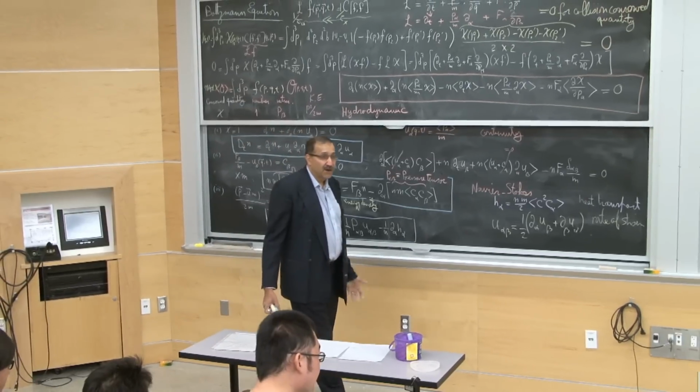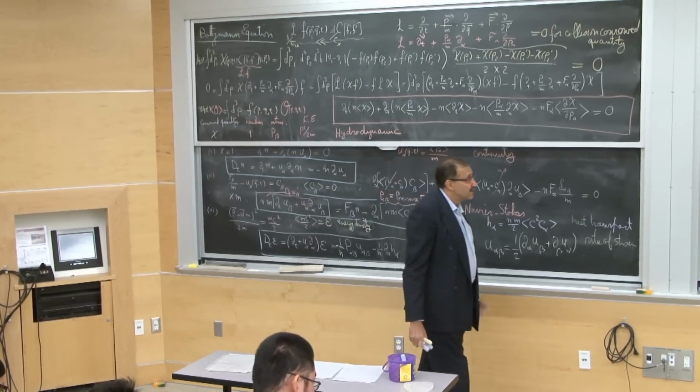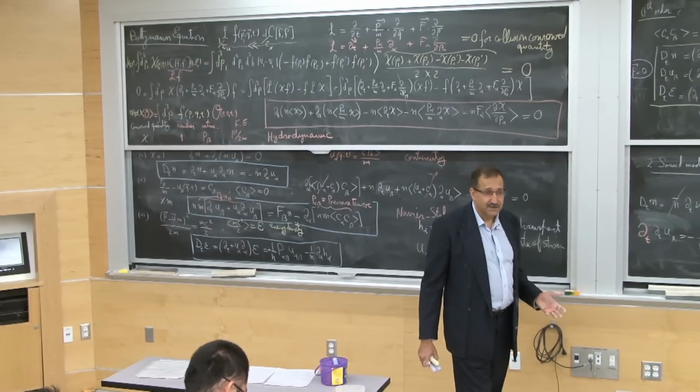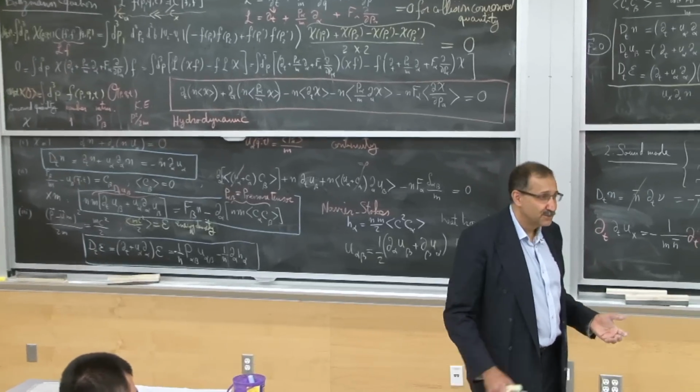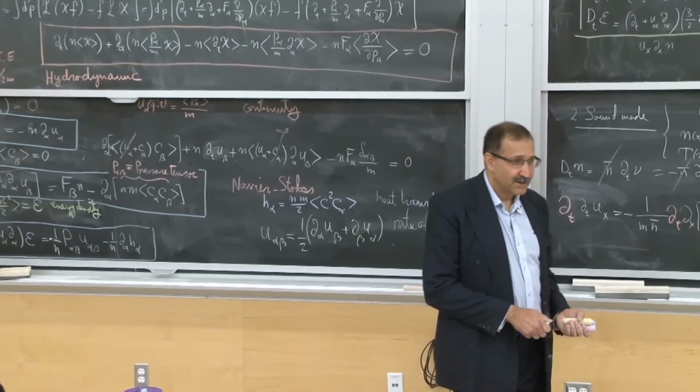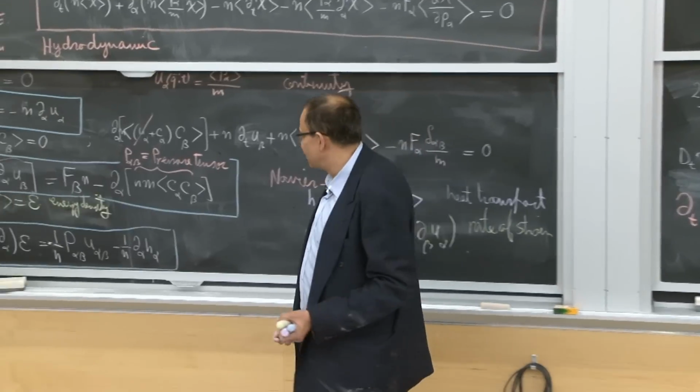So where did we go wrong? Well, we didn't solve the Boltzmann equation. We solved an approximation to the Boltzmann equation. So let's try to do better.